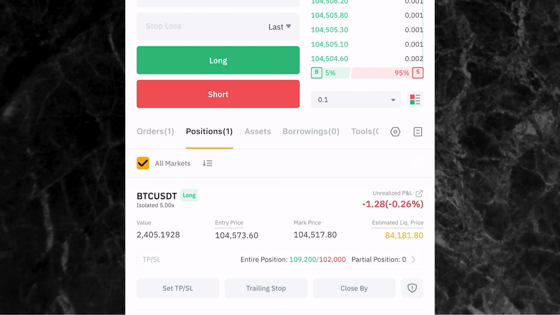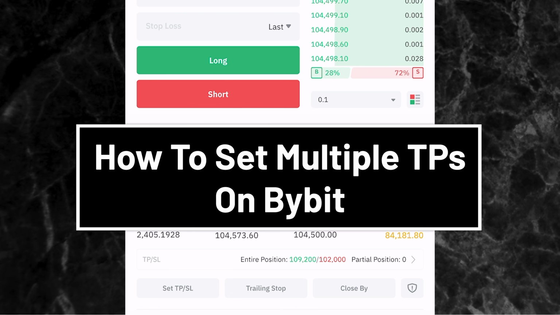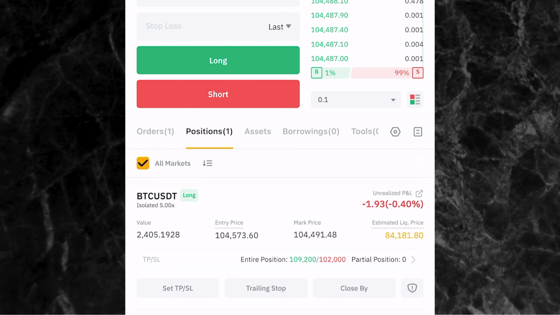Now, while the trade is still going on, the next thing I want to show you is how to set multiple take profit on Bybit. Now, there are a lot of people who don't even know how to set multiple take profit for futures trading on Bybit, and it is something that you need to know.